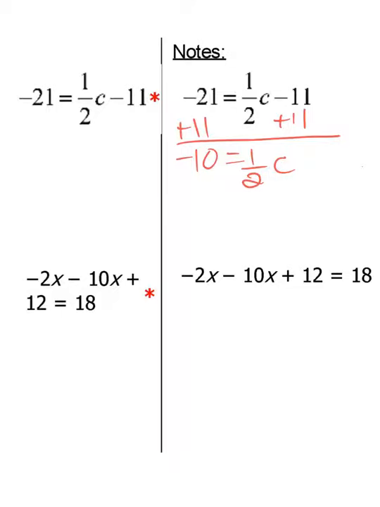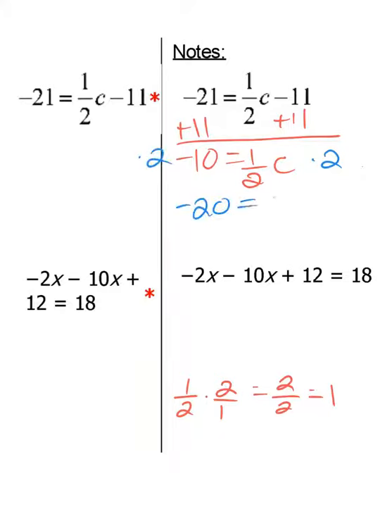What happens when you take a 1/2 and you multiply it by a 2/1? Yeah, you get 2/2, which is 1, right? Dividing by 1/2 is the same thing as multiplying by 2. So you're going to multiply both sides by 2. So you have -20 equals c. You want the variable to come first. c equals -20.